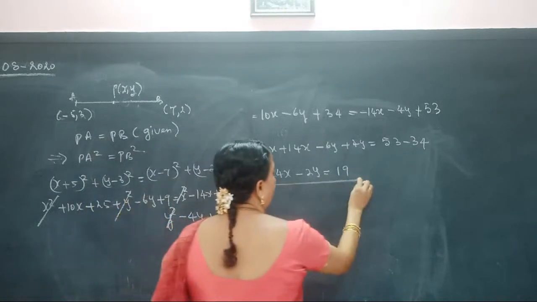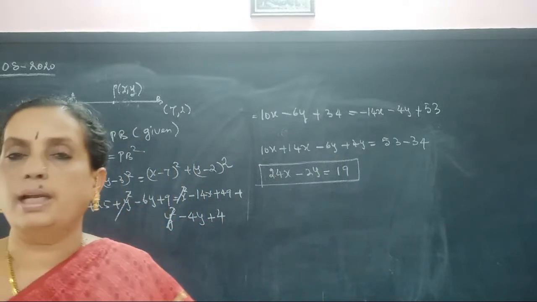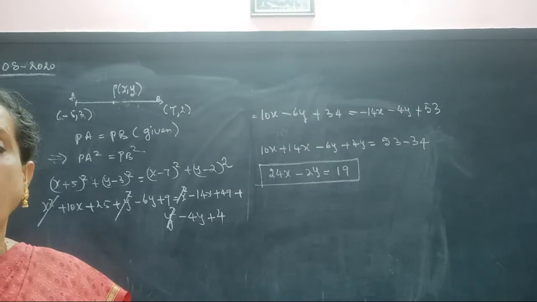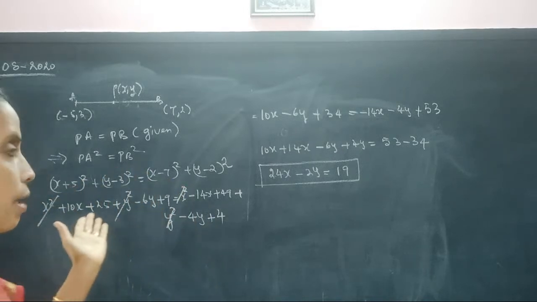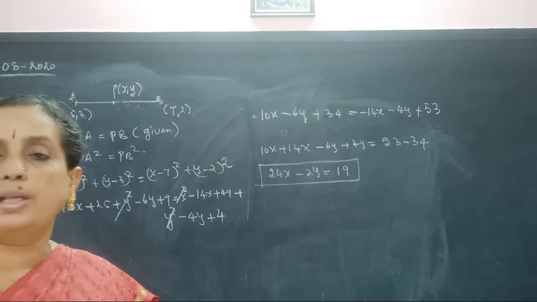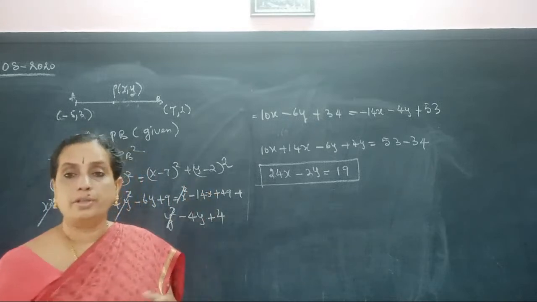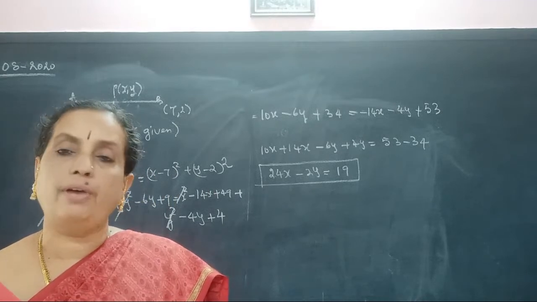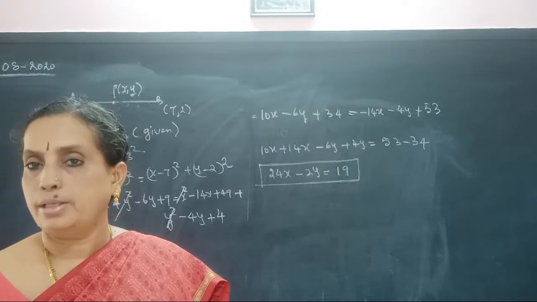So there is no common factor. So this itself is the relation between x and y such that point P(x, y) is equidistant from the points A and B. That is the condition given, PA equals PB. Whenever the question is based on distance, we apply the distance formula. When it is a ratio, we apply the section formula. When it is to verify the properties of a plane figure, we apply the distance formula. Is it clear?